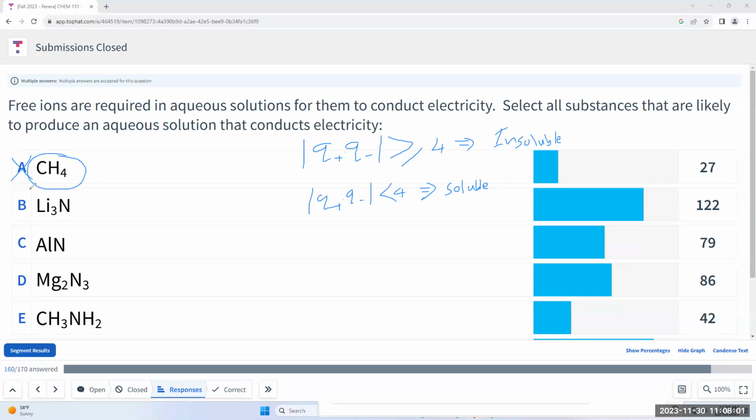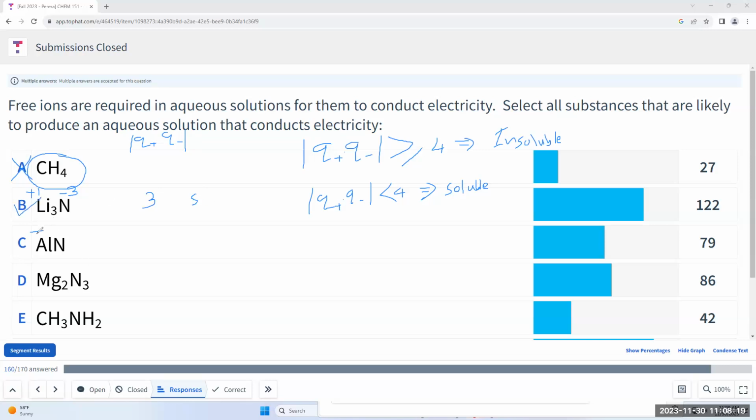And lithium nitride, okay, lithium is +1 and nitrogen is always -3. Therefore, the charged product, the cation charge times the anion charge, taking the absolute value of that, is 3. Therefore, this is soluble. Therefore, this will conduct electricity.